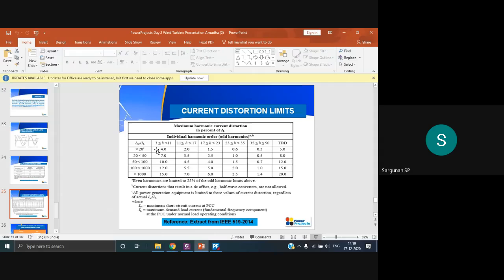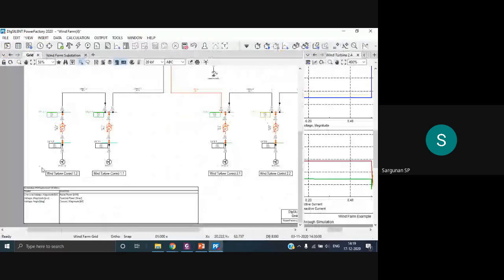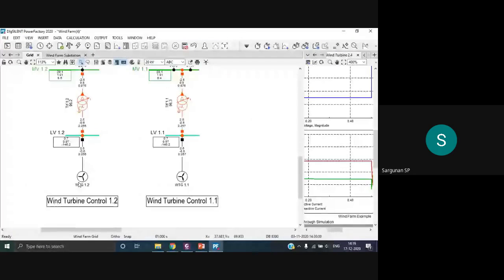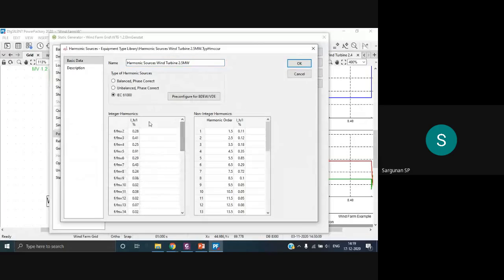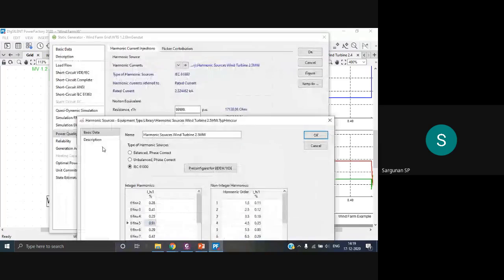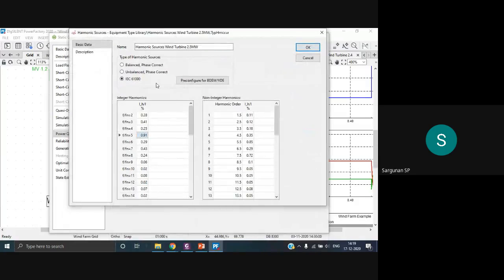Okay, I will just show you here. If I go to this wind turbine, and go to the power quality and harmonics tab, this is where we'll be providing the details: what are the harmonics injected into the system? Here you can see it is given from the 2nd to the 40th order. Apart from this, there is something called non-integer harmonics, which is nothing but interharmonics. Nowadays the wind turbine is also injecting some interharmonics as well.